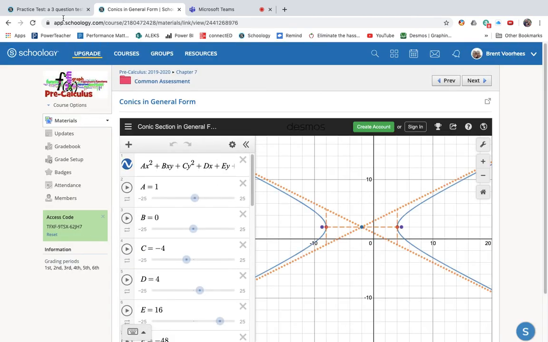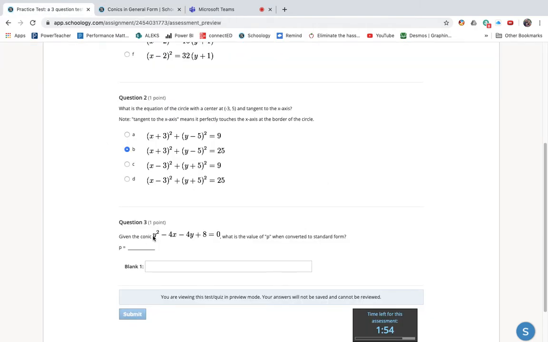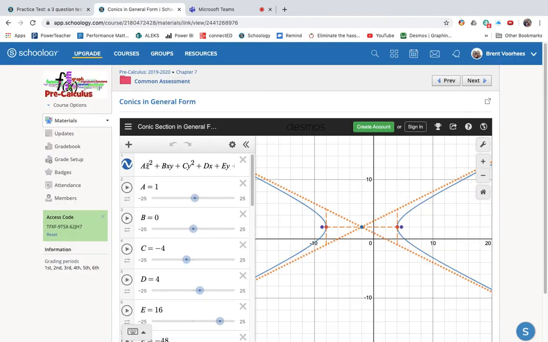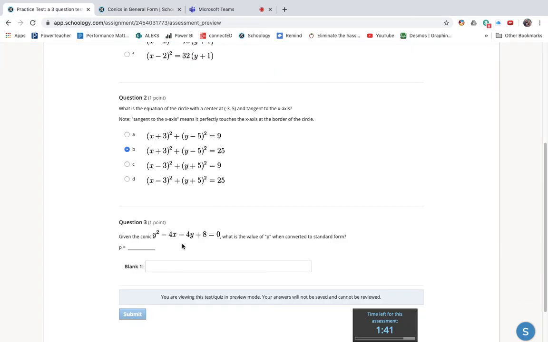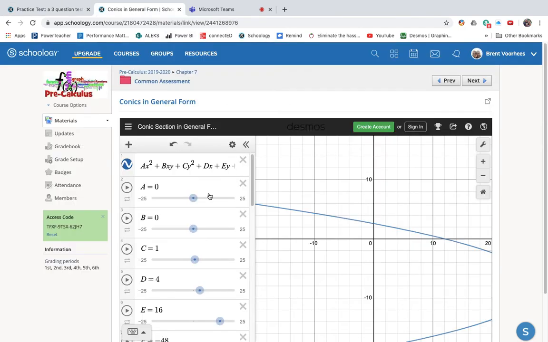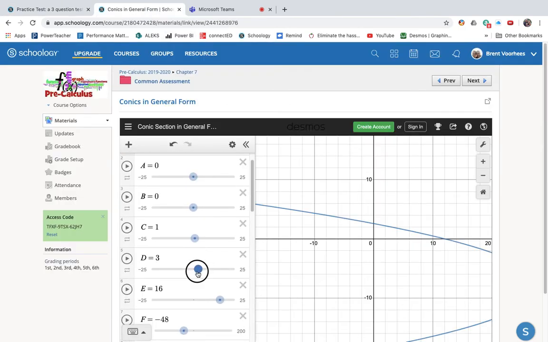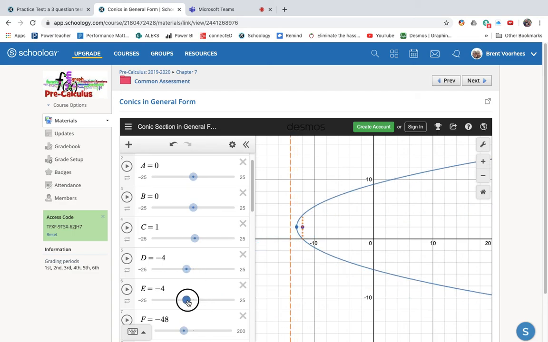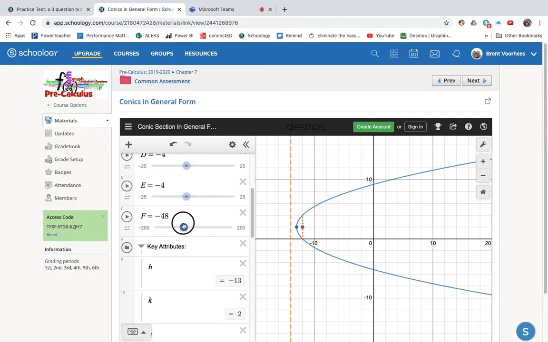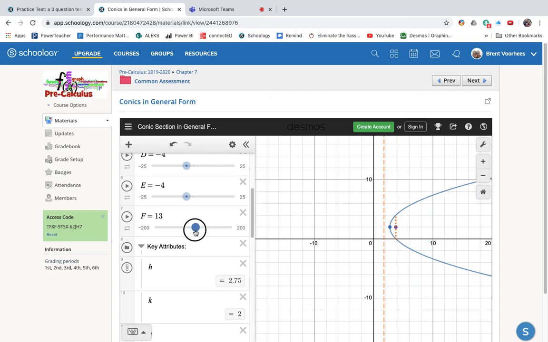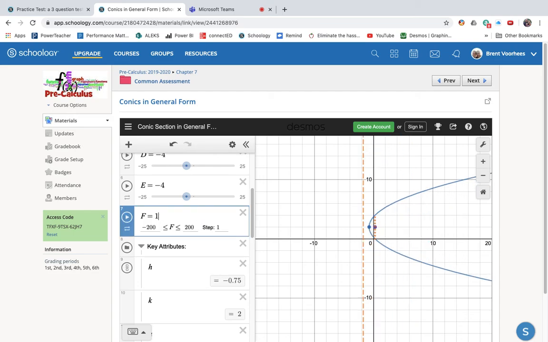And so now I have this, and now I got to match it like this equation. So I have nothing in front of y squared. So the A here needs to be a 0. B needs to be 0. My C needs to be a +1 because I had 1y squared. A -4x. So the D, which is in front of x, needs to be -4. I believe the E was also -4. And finally, a +8 at the end, which is F, +8. And I'm just going to type it in.